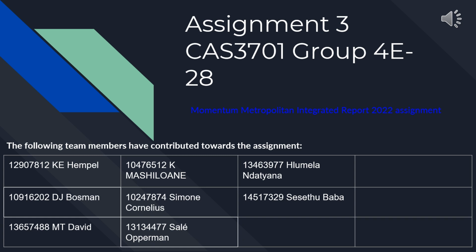We present to you assignment 3 of CAS3701 Group 4E-28. We have chosen the integrated report on Momentum Metropolitan, and we will be discussing the following aspects as required by the assignment.